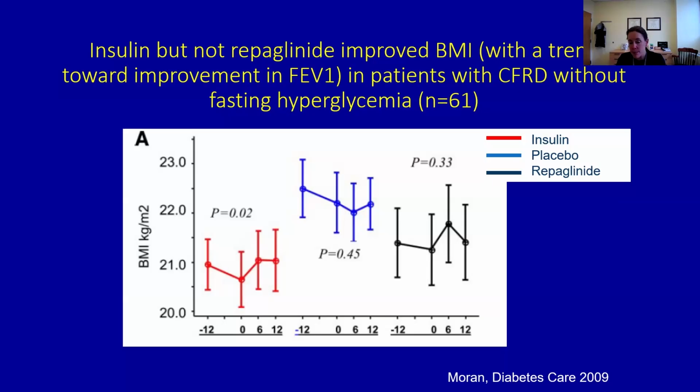Now, here's placebo, where we saw no change. In the repaglinide group, there was a transient increase, which is the black one right here. There was a transient increase in BMI at the 6-month mark, but that was lost by the 12-month mark. And so this supported the idea that insulin is what will help our patients with sustained improvement in their nutritional status more than other non-insulin therapies.